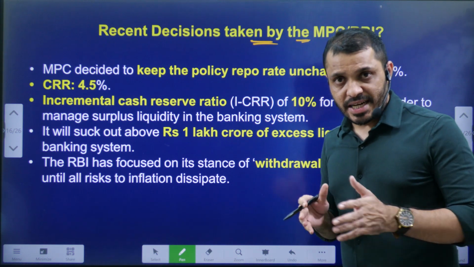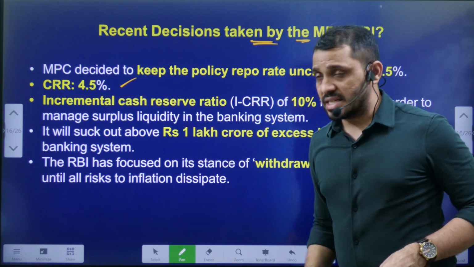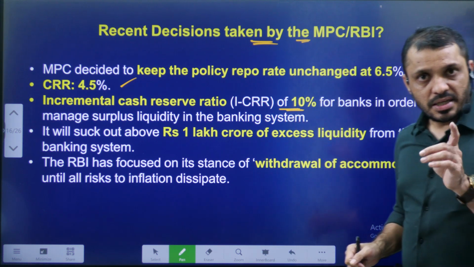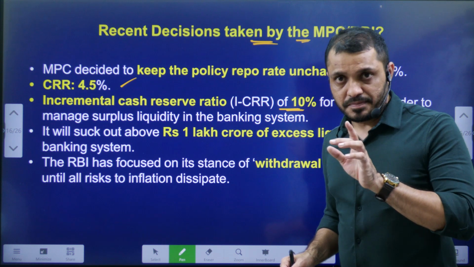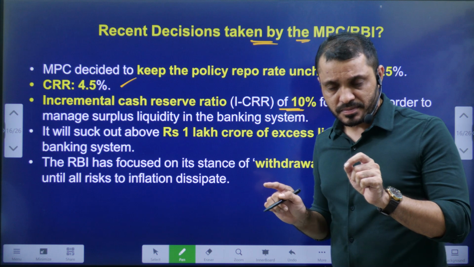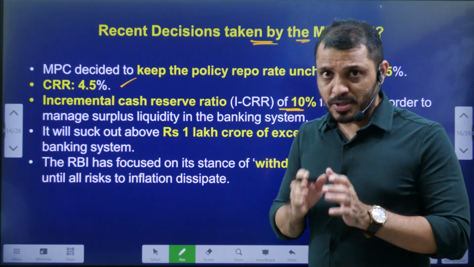MPC did not change any rates. Now CRR is at 4.5% and the incremental CRR is 10%. Incremental CRR is temporary. After demonetization, RBI came up with this proposal, where the normal CRR is 4%.